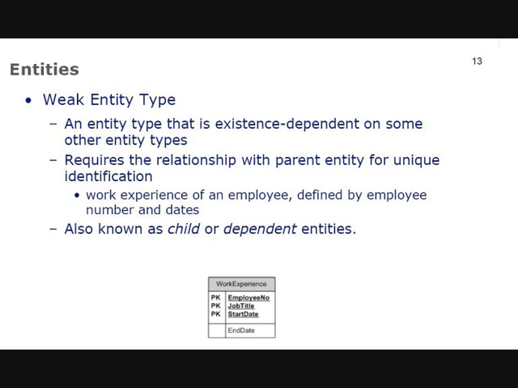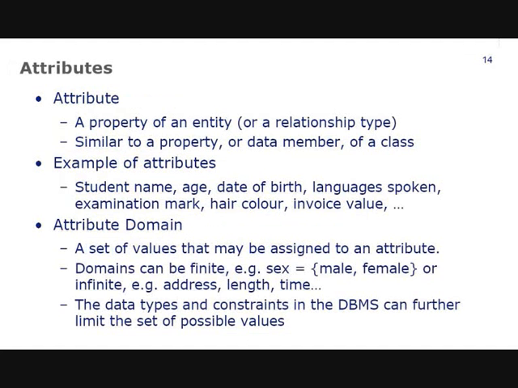Now, having understood what an entity is, the next thing that we need to understand is how we define a particular entity. And this is by defining the attributes that make up that particular entity. So an attribute is any property of an entity, and relationships could also have attributes in some cases, as we will see later. So they are a property of an entity, but possibly also a property of a relationship.